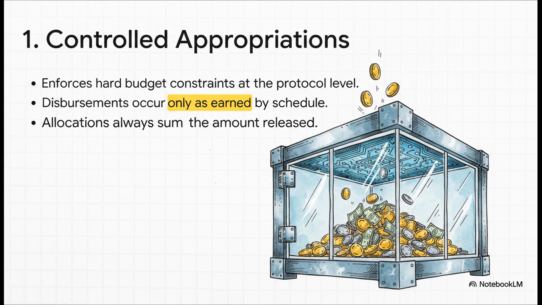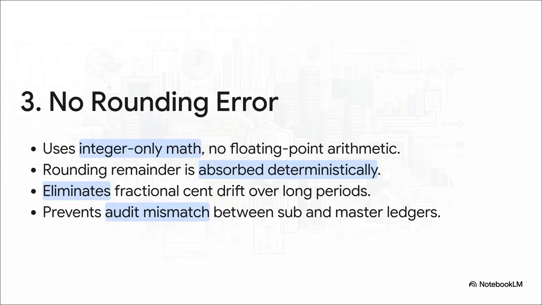Nope, they are unbreakable rules that are literally baked into the system's code. It means funds can never, and I mean never, exceed the authorized ceiling. It's impossible. Okay, let's jump ahead to number 3, allocation without rounding error, because this is the one that directly tackles that financial drift problem we talked about. So how does it do it?